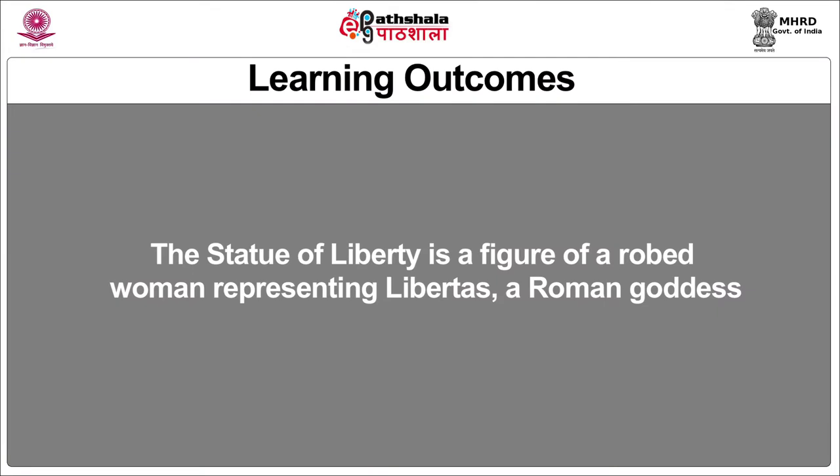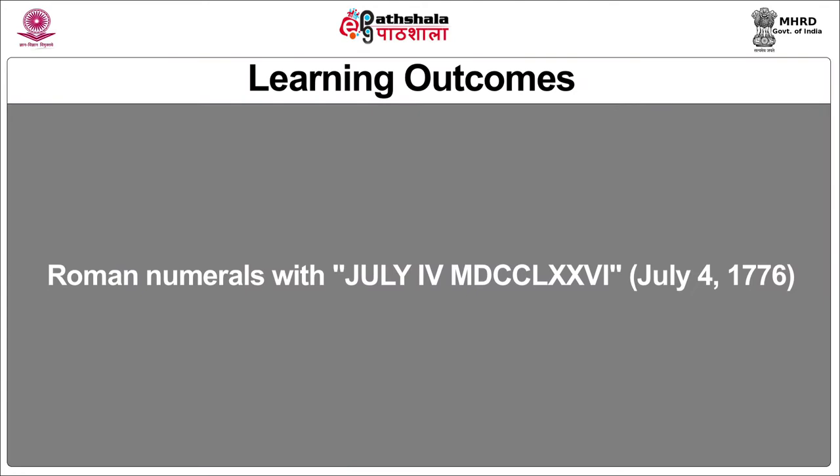The Statue of Liberty is a figure of a robed woman representing Libertas, a Roman goddess of liberty. She holds a torch above her head and in her left arm carries a tabula ansata inscribed in Roman numerals with July 4, 1776, the date of the US Declaration of Independence. A broken chain lies at her feet. The statue became an icon of freedom and of the United States and was a welcoming sight to immigrants arriving from abroad.